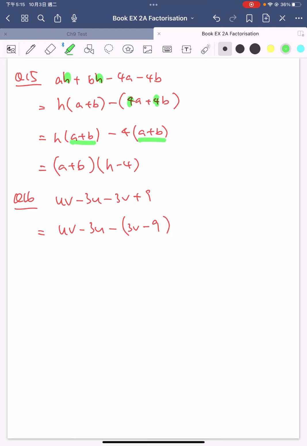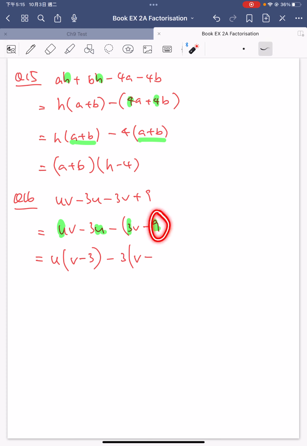Then we can take out the common factor, which is the u. So we have u as our common factor, and 3 and 9 have a common factor of 3 as well. So then we can take it out. So we have u times v minus 3 as the common factor. And we take out 3 from 3v, then what we are left with is just v. And what we want to do is take out 3 from 9. So 9 is equal to 3 times 3. And then we take out 3, what we are left with is just 3. Then we have v minus 3 as the remaining.